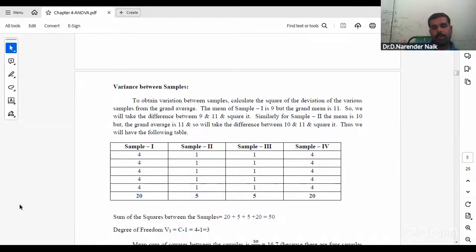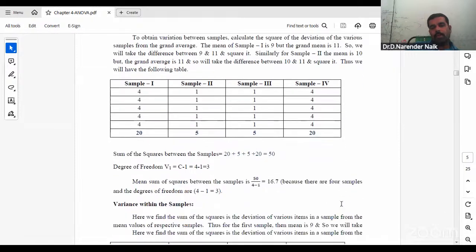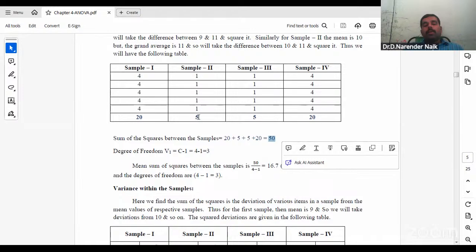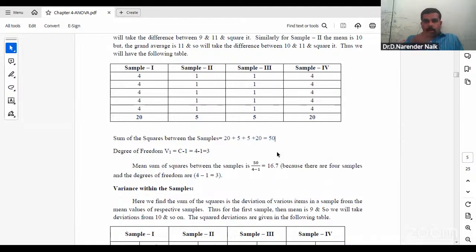Sum of squares between samples is equal to 20 plus 5 plus 5 plus 20, which is equal to 50. This is the SSC value we got. The next step is degrees of freedom. That is V1 is equal to C minus 1. C stands for columns. How many columns are there? There are 4 columns. So 4 minus 1 is 3. V1 is equal to 3.